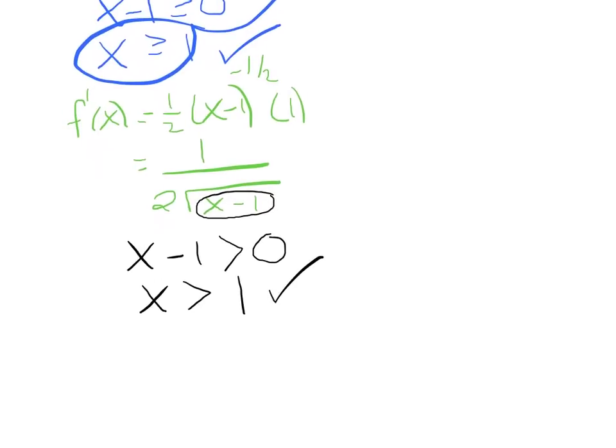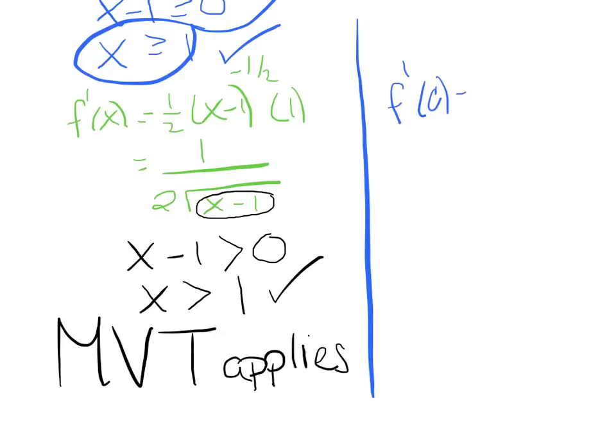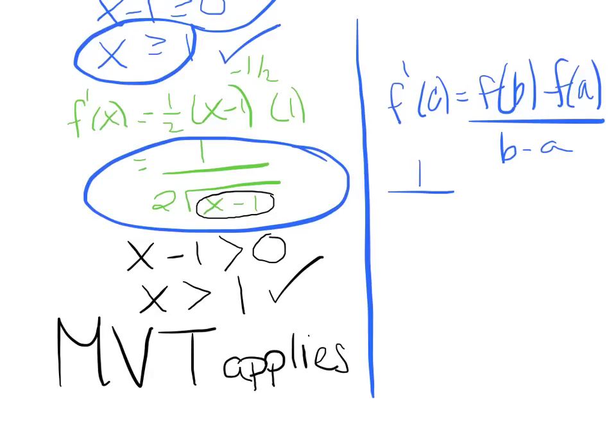Therefore, all I want to say is that the MVT applies, since those two things are true. Now, let's go ahead further and apply the mean value theorem. Well, all the mean value theorem said was f prime of c equals f of b minus f of a all over b minus a. Now, we already found f prime of c, and we'll just plug in c. So 1 over 2 square root of c minus 1 equals, and now my function was just f of 5 minus f of 1 all over 5 minus 1.